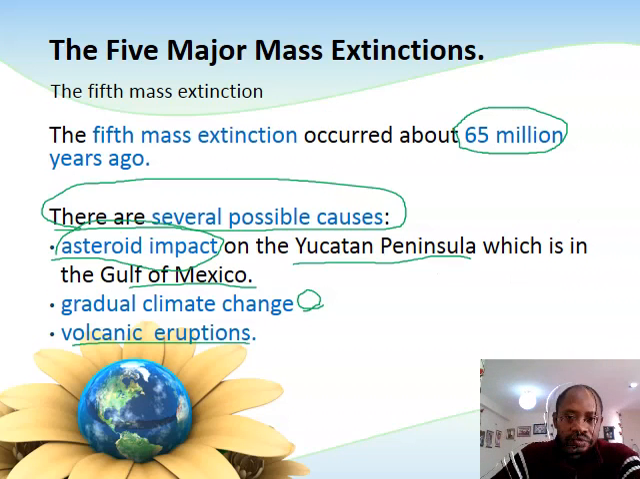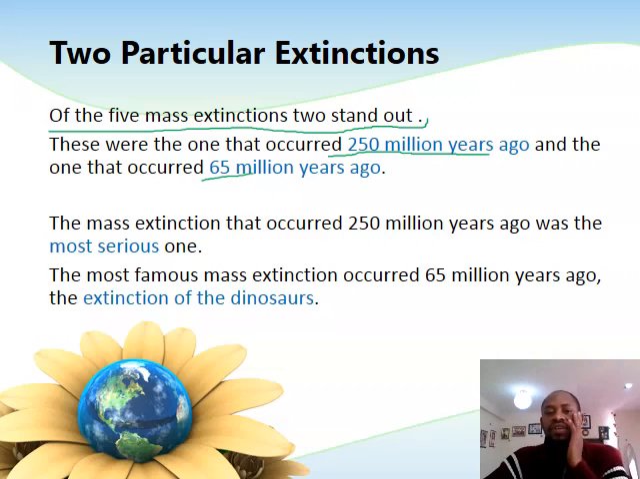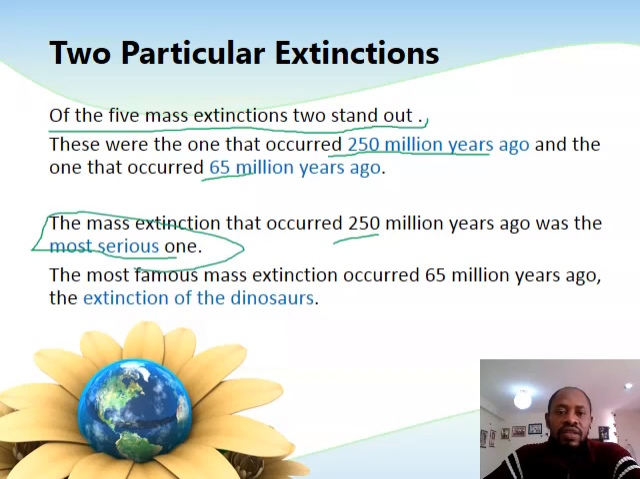Like I said earlier, of all the 5 mass extinctions that we've looked at, we are only concerned about these two that stand out. The third one that occurred 250 million years ago, and the fifth one that occurred 65 million years ago. The third one was the most serious one because it witnessed the disappearance of the greatest number of species. About 90% of all species that lived back then went extinct. That was the most serious mass extinction.